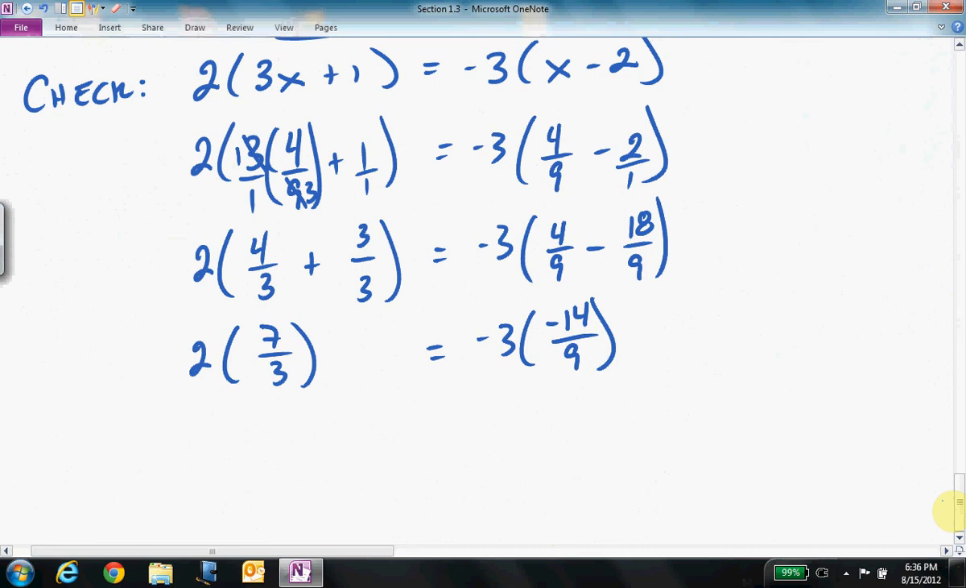So now, can I cross cancel? 1 can't go into 7. Can 2 simplify with 3? No. So I'm just going to multiply across. 2 times 7 is 14. 1 times 3 is 3.